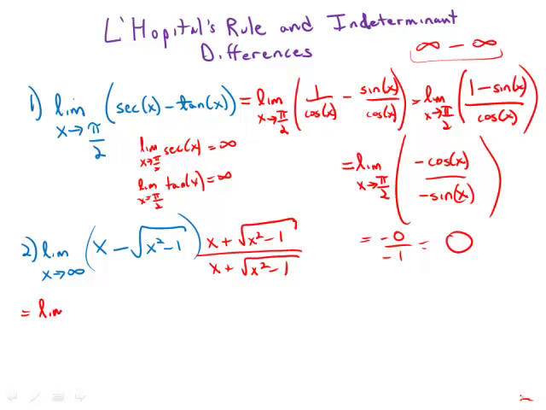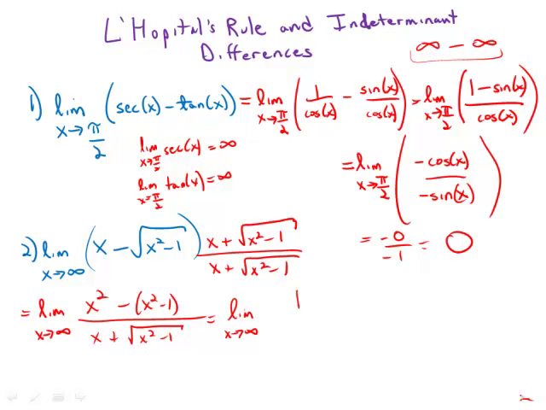Well, this is going to be the limit as x goes to infinity of, in the numerator we get the difference of two squares, so that's an x squared minus an x squared minus 1, over this sum in the denominator. Limit as x goes to infinity. Well, this one, as it turns out, we don't even need L'Hopital's rule. It would be a mistake to use L'Hopital's rule. In fact, with this one we just need the laws of limits.